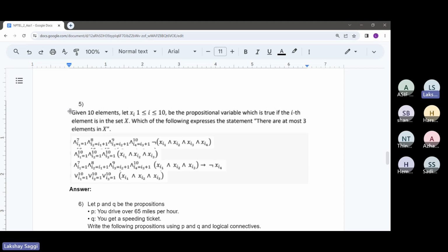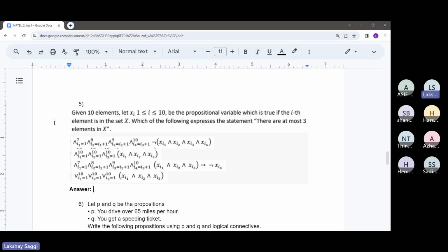We can also express the same statement in a way that, if there are at most three elements in X, then this same statement can be proven by proving that there are not at least four elements in X, right? If there are not at least four elements in X, then there are at most three elements. I hope this makes sense.